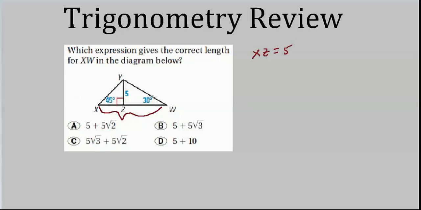Now this is a 30-60 triangle. And we should remember that with our 30-60, I'm going to draw a really bad right triangle here. If this is a 30-60 triangle, what do we have? We have x, 2x for the hypotenuse, and x times root 3.